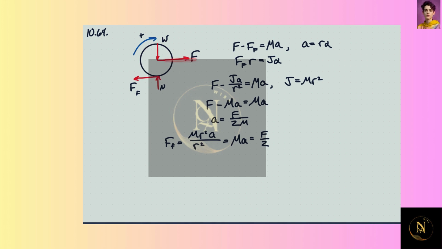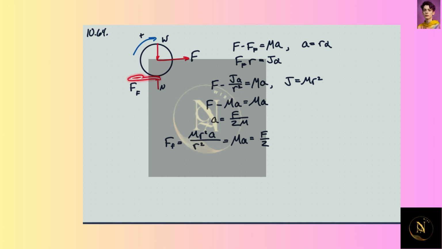Now the friction force they asked for here, obviously we can figure out, that's pretty easy, that it has to be positive. And again, we can go back to here, and the friction force is J A over R squared. Here's J, and A we know, so we can plug that in here. The R squareds cancel out, and we just get M A, and A is F over 2M, so we get this friction force is F over 2.